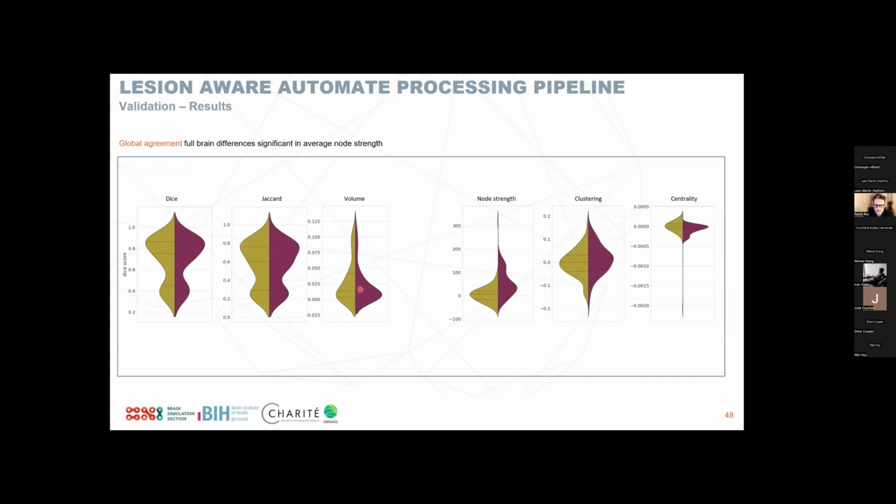Volume differences, we find some differences, but not significant. The same goes for clustering and centrality of the nodes of the full brain. We see differences, but those are not significant. Only for the actual node strength, we see that the difference between ground truth and processing result is significantly smaller for the LEAP-based processing as compared to the HCP-based processing, where we see a lot of large differences in node strength between ground truth and the HCP result.